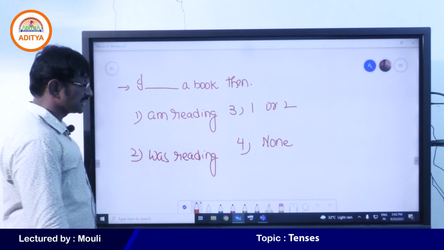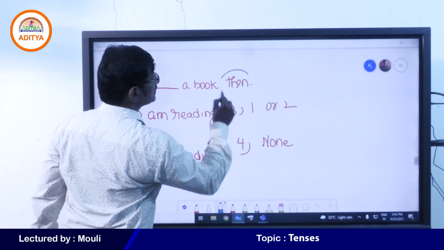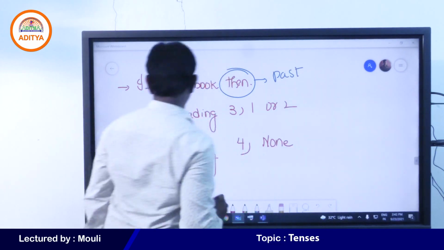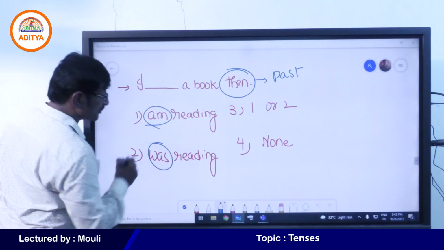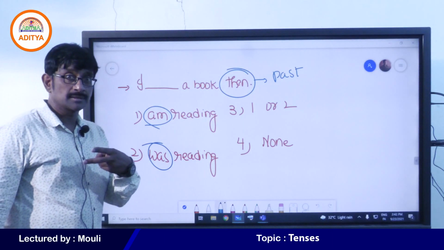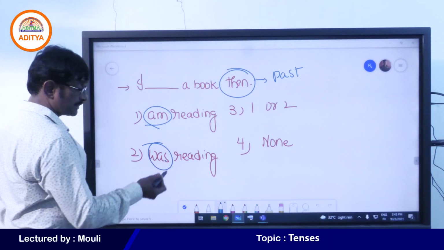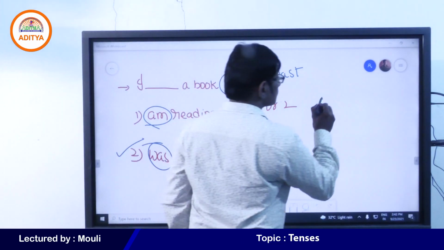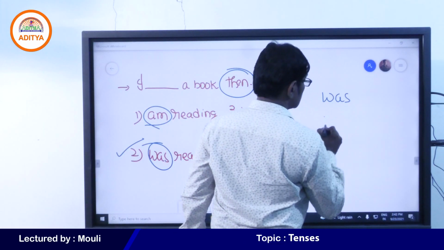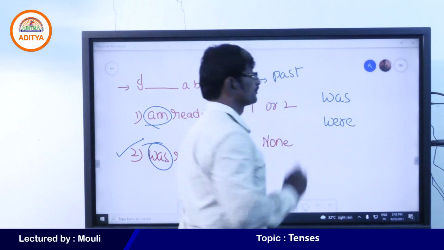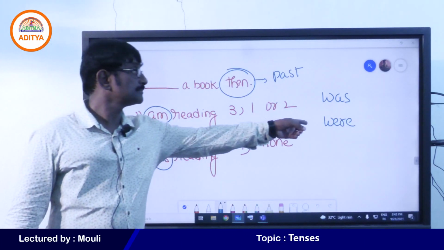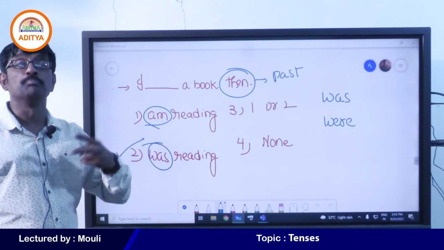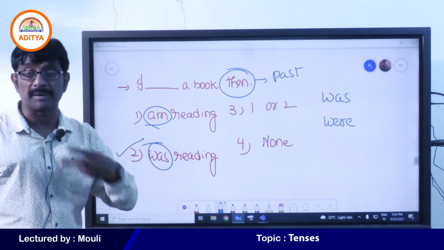Okay students, now let us find it out. You take now "then". Then means past tense. In this, am and was, 2 choices are there. Between these 2, was is the past tense. So whenever a word begins with W like was, W like were, we must go with past tense, that's it. Was and were both are related to past tense.